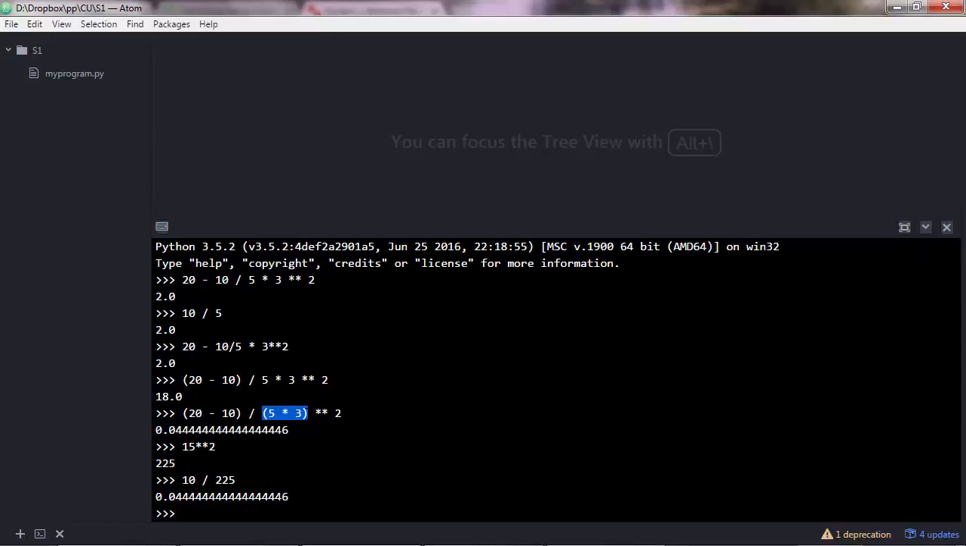So yeah, I hope you get the idea, and please try this out. So try to do a few operations with numbers to get used to it.